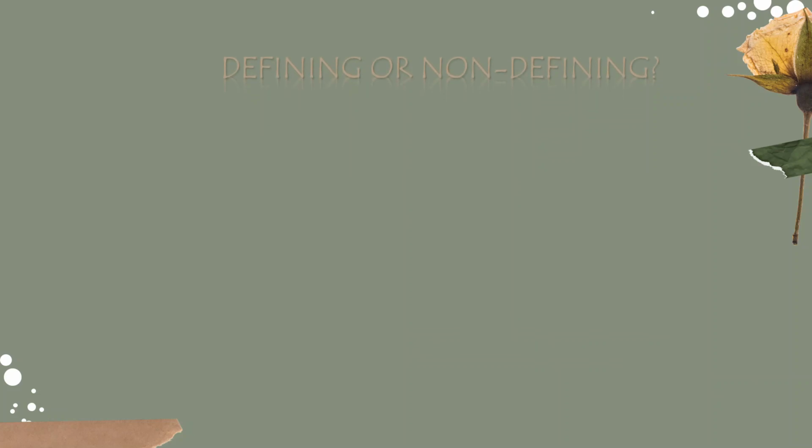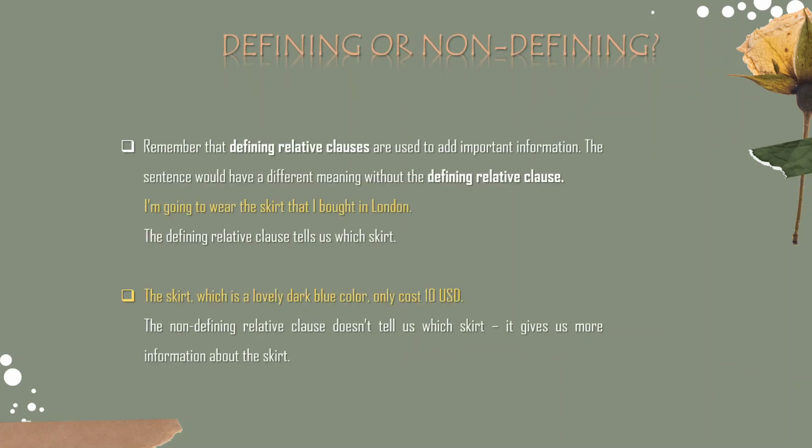Defining or non-defining. Remember that defining relative clauses are used to add important information. The sentence will have a different meaning without the defining relative clause. For example, I'm going to wear the skirt that I bought in London. The defining relative clause tells us which skirt.